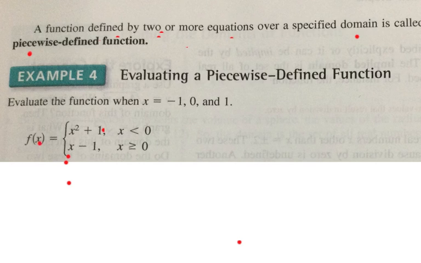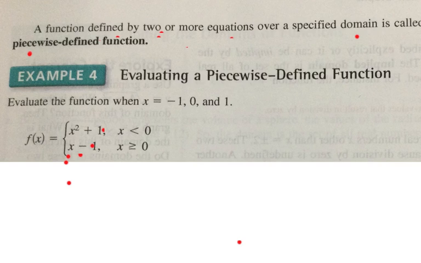Now, the other piece of this function is x minus 1. This is true when x is greater than or equal to 0. So when would I use this piece? Well, when the x I'm plugging in is 0, 1, 2, 3, 4, 5, up to 183, right? Anything that's positive or 0 plugs in here. Anything less than 0 will plug in here.